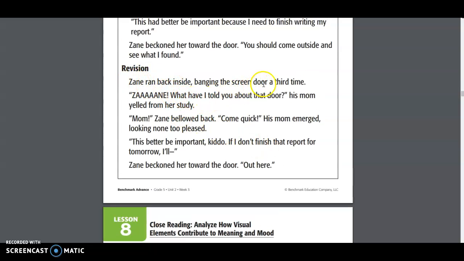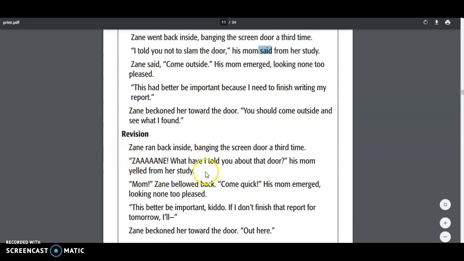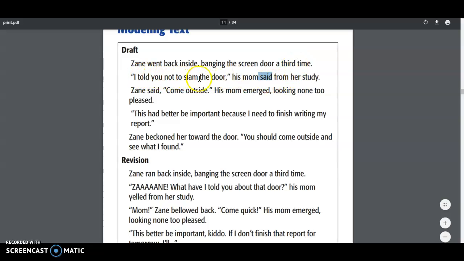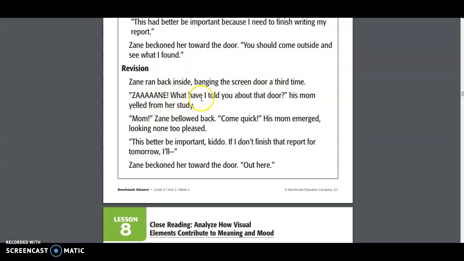Zane ran back inside, banging the screen door a third time. You see they kept the same sentence. But this time, because mom is aggravated, "I told you not to slam the door." Normally, if your mom's screaming at you, especially about slamming the door, I know I've told my son not to slam the door. I'm not normally calm. It's more of, "Zane, what have I told you about the door?" That door. So if mom is aggravated, you want to make sure you're writing so you're showing she is aggravated. "Zane, what have I told you about that door?" his mom yelled from her study.